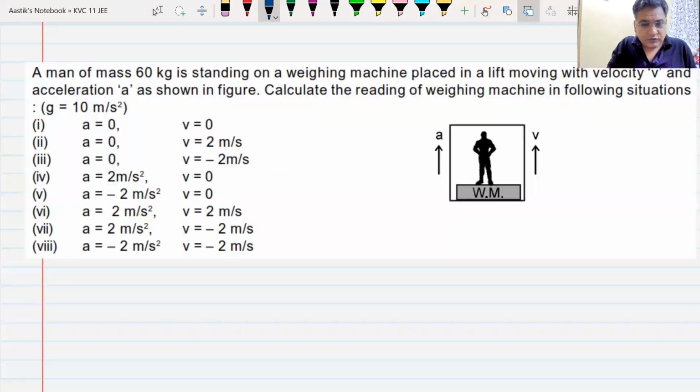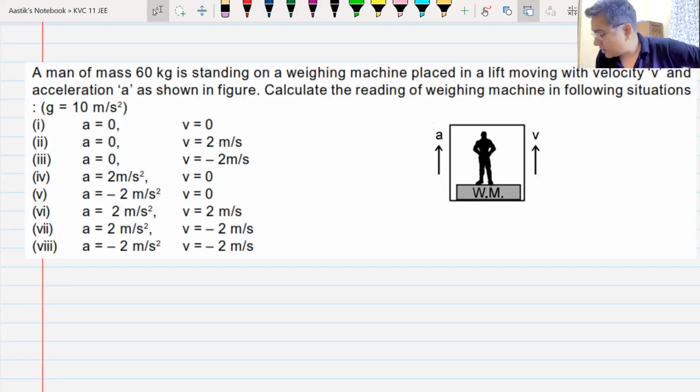Then let me take you to this question where I have a man of mass 60 kg, but now this man is in a lift, and this lift has an acceleration as well as a velocity. There are 8 different cases given of different accelerations and different velocities. In all these 8 cases, you have to find out what is the reading of the weighing machine.